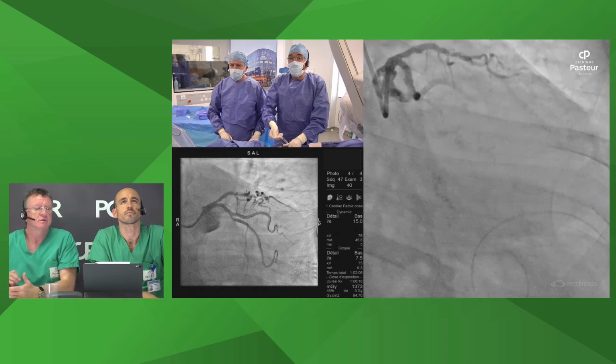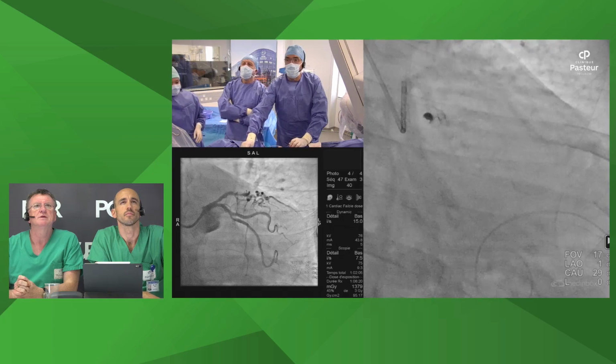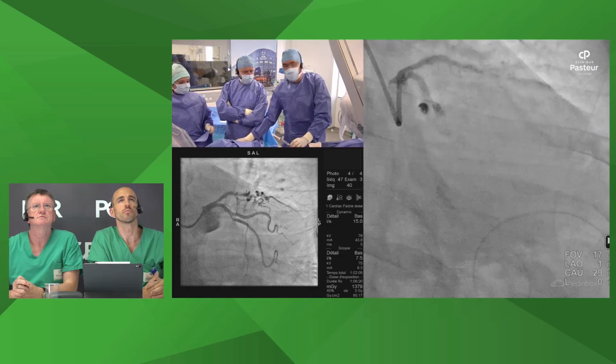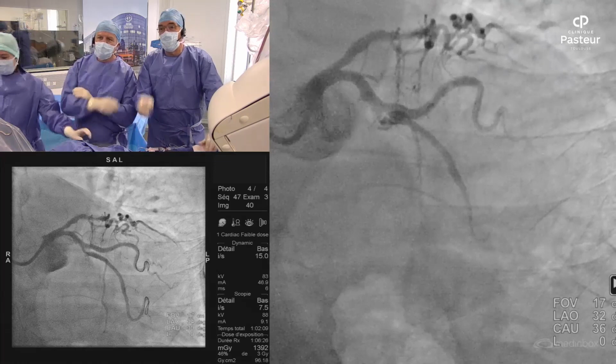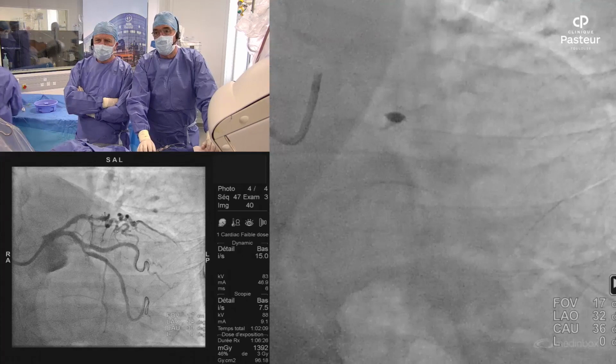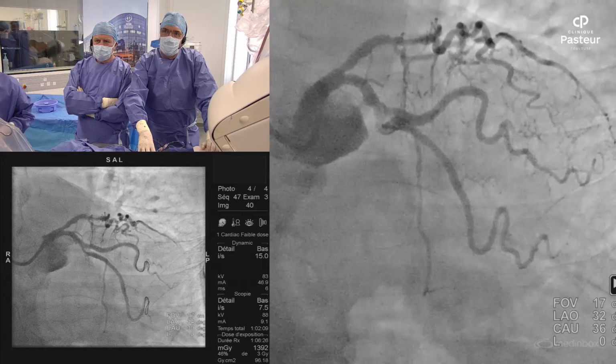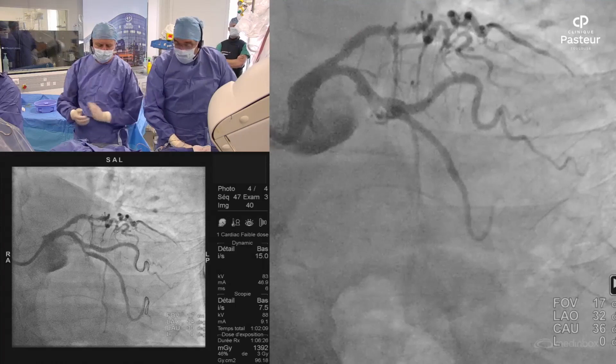So the good news is that we have TIMI 3 flow on both. Now what we need to do is to look in LAO at the bifurcation. How is it here? It's not too bad. In other words, what we have to do is to replace a wire in the first OM, recross the second one, maybe first post-dilate it, do a second POT, and then advance a wire in the second OM and try to redo what we have done. But it will take time. Yeah, this is the plan.